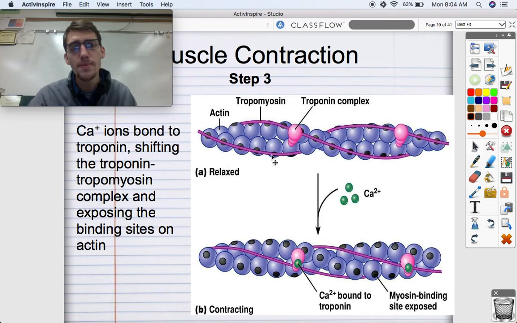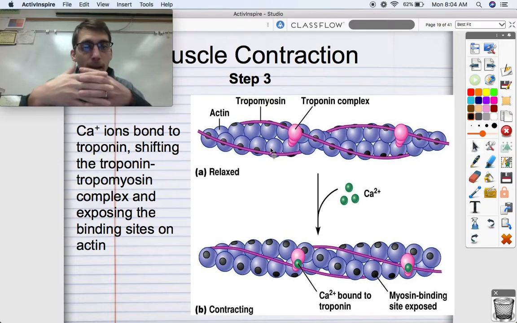So I have two pictures here. Well, it's one picture, but it's a before and after. It says calcium ions bond to troponin, shifting the troponin-tropomyosin complex and exposing the binding sites on actin. Now, what the heck does that mean? Now we have a really, really close-up picture of actin, and actin is one of the two filaments that are going to be sliding past one another.